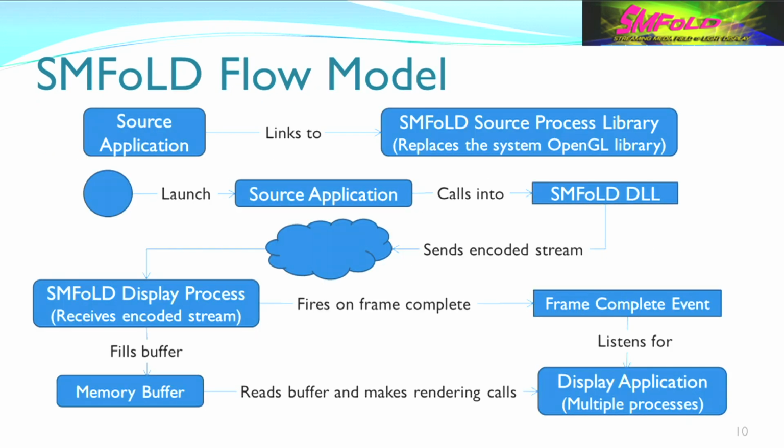So here's the flow model. You've got a source application, linked to the SMFoLD source process library. When the application launches, it'll call into the SMFoLD DLL. The SMFoLD DLL will encode it and send it over the network. The display process, which is sitting there listening for incoming data, will pull the data in, decompress and decrypt it as necessary, and write it to a buffer.